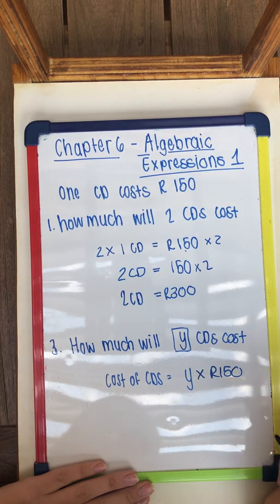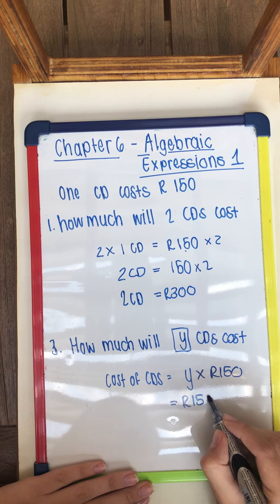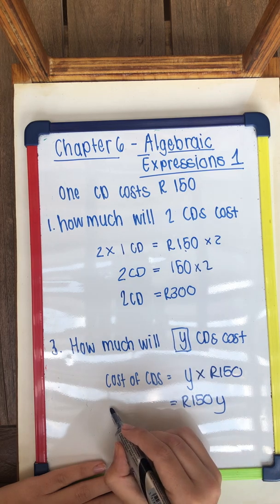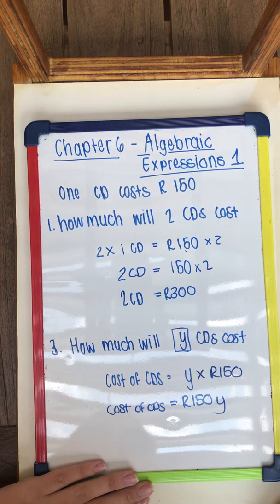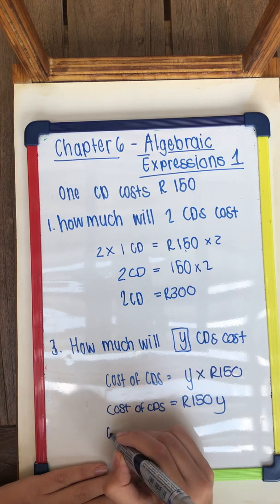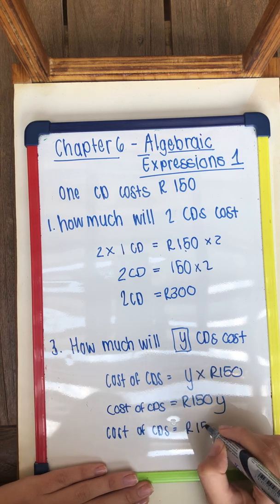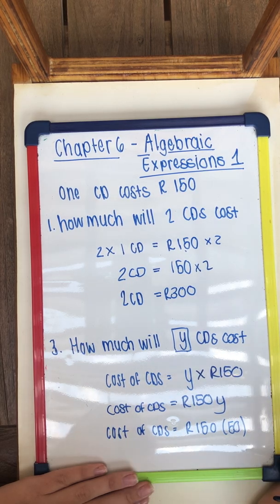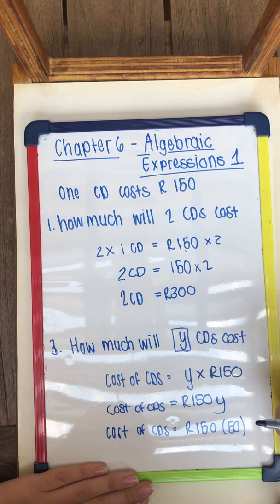So whatever this variable is, whatever this number is, if it's 7, 2 or 1, I times it by 150 Rand. And what I know about writing an algebraic equation is I take away that multiplication and I just have 150y, because that's the same as that one. So if I've got cost of CDs is equal to 150y, I can put any number here. If I ask how much will 50 CDs cost, then I've got cost of CDs is equal to 150 times 50, and then I could work it out and find the cost. So this is basically what I mean by algebraic expression, taking unknown numbers and getting a formula for it.